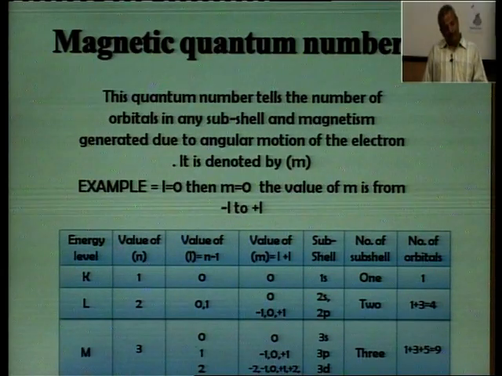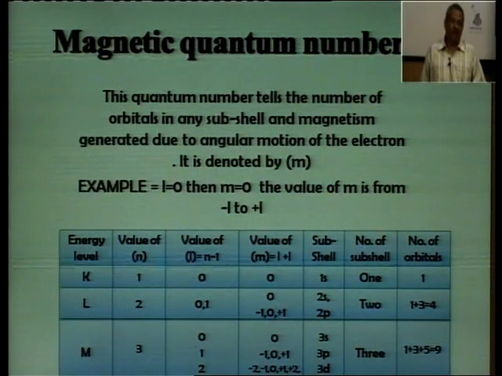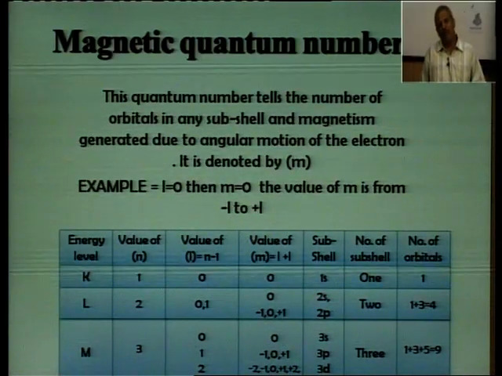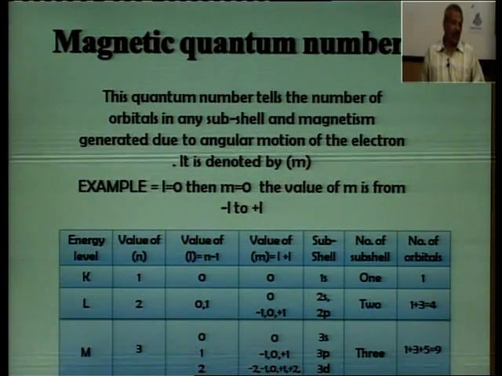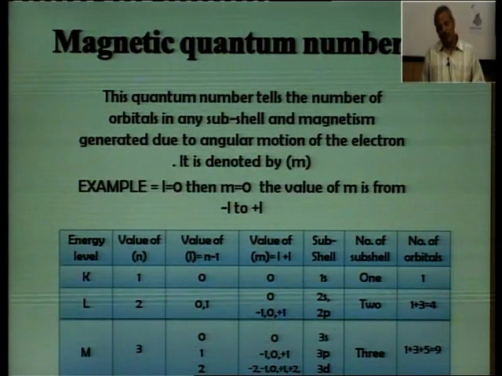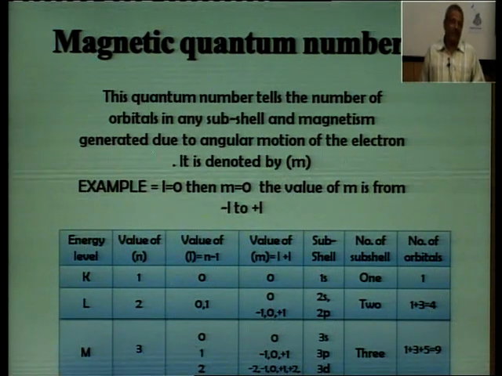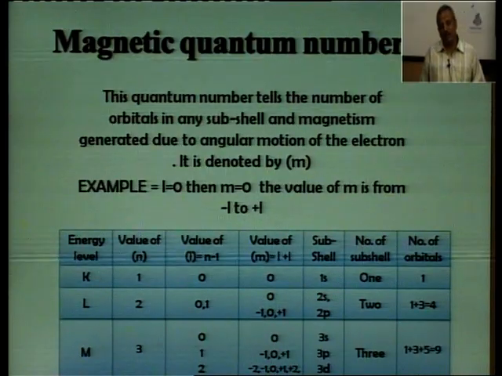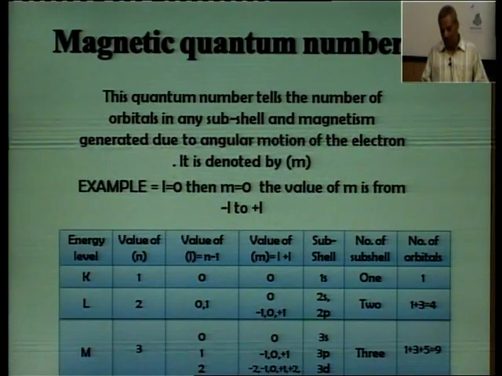If the value of l is 2, then m has 5 values minus 2, minus 1, 0, plus 1 or plus 2. Then the electron is present in the d orbital. So, the electron may be present in dxy, dxz, dx square minus y square, dz square. So, these are the 5 orientations, which are not in our syllabus.